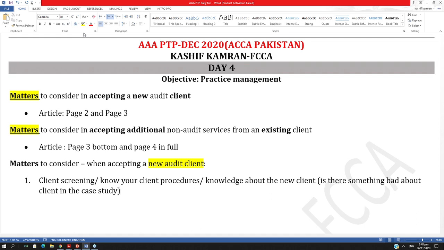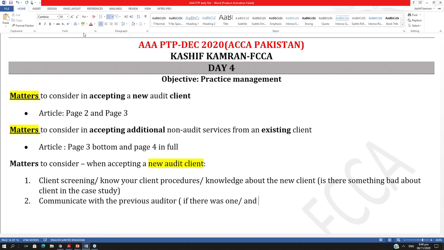Okay, now once you've done the client screening of your new client, you will also communicate with the previous auditor because it's a new client. You will communicate with the previous auditor if there was one.